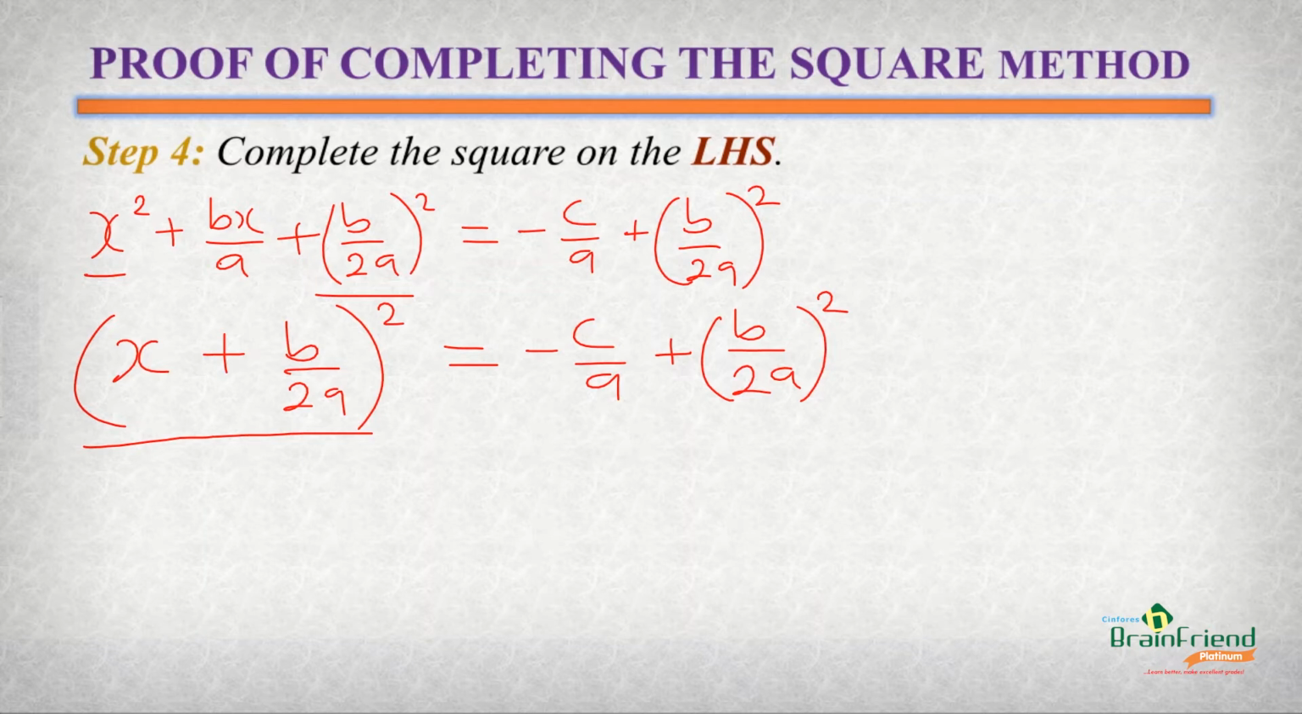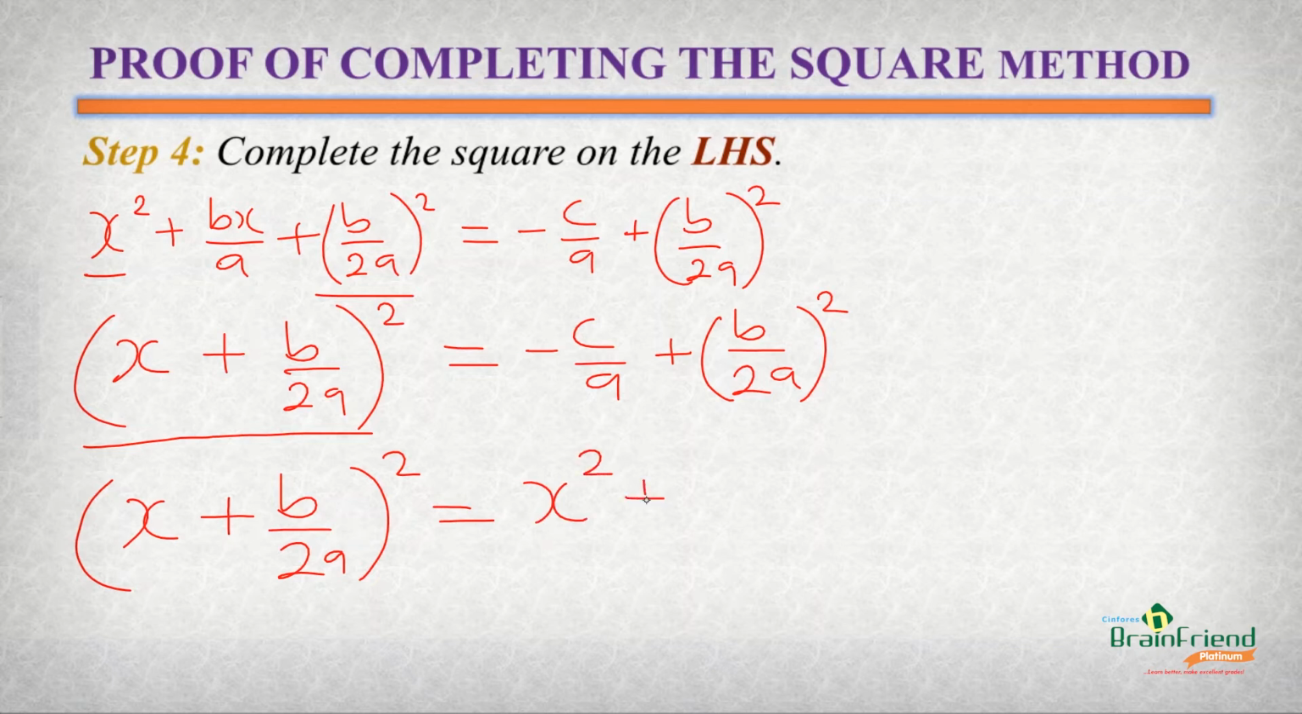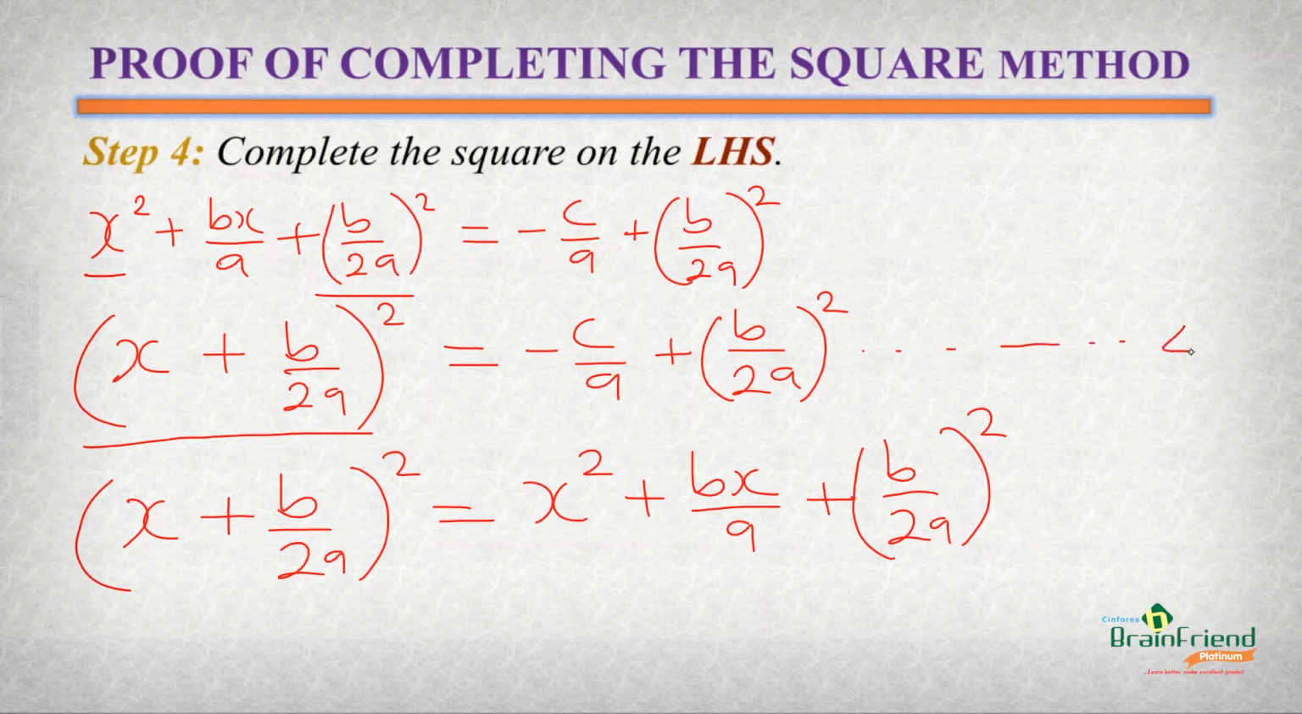Now you might ask, how did we get the left-hand side? Well, if you look at that, it's simply an expansion. Do you know that (x plus B over 2A) all squared is the same thing as what we had earlier? x squared plus bx over A plus (B over 2A) all squared, by expansion of this left-hand side. And that's why it's true. So what we've just done is to complete the square on the left-hand side. Now, let us call this equation 4.